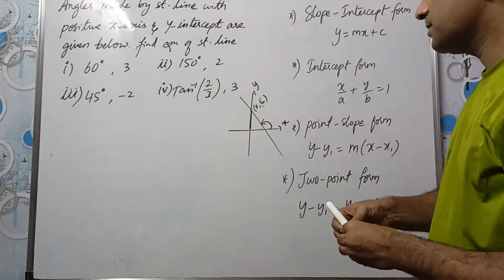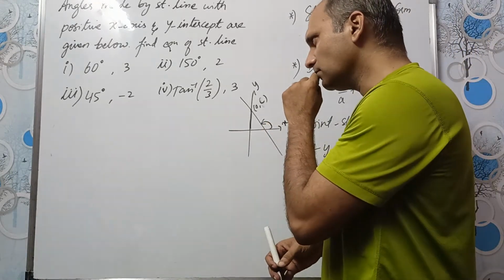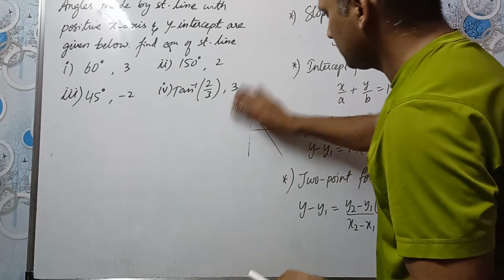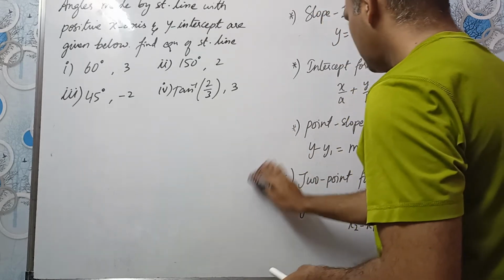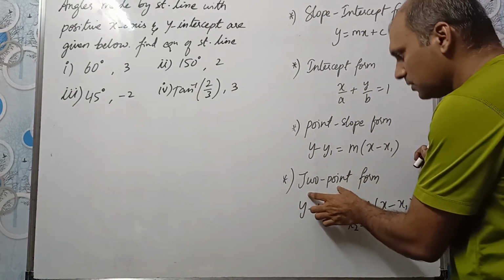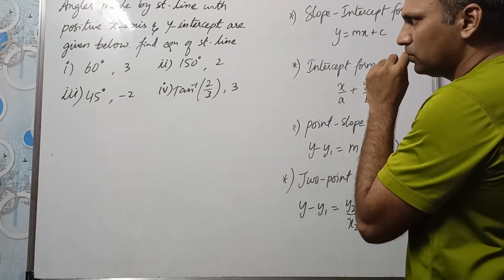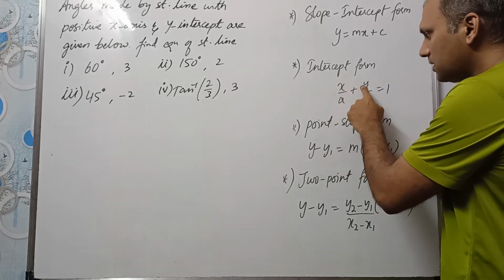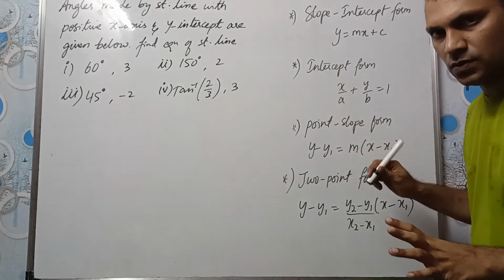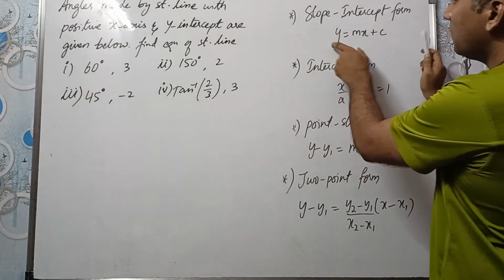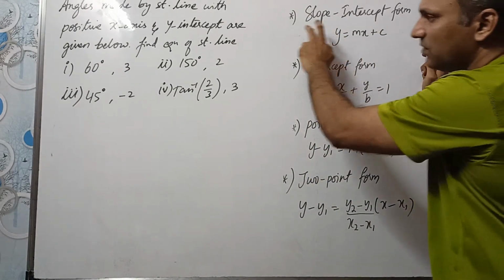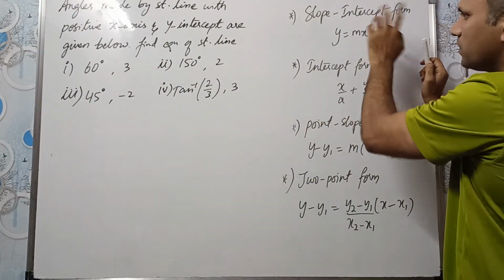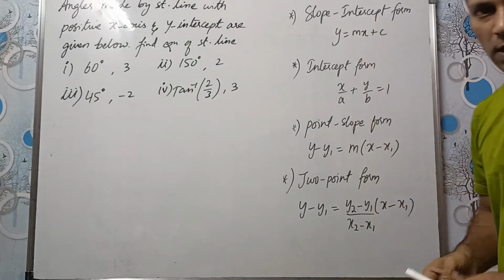Alright. Y-intercept is given and the angle is given. So which form can we use to find the equation? Do we have 2 points? No. Do we have point and slope? No. Intercept form? See, y-intercept is given but x-intercept is not known to us. Can we use this one? y is equal to mx plus c. Slope. Can we find slope using angle? Yes. Intercept. This c is y-intercept. Yes, we can use y is equal to mx plus c.